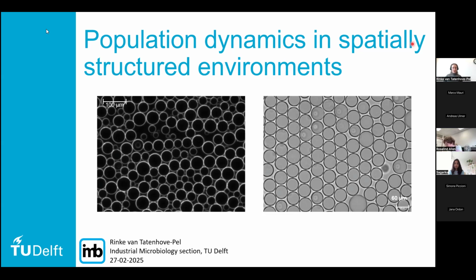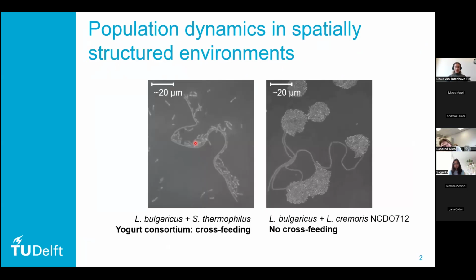Here you see two examples of the spatially structured environments that I work with. On the one side, a polydisperse water in oil emulsion, and on the other side, a monodisperse water in oil emulsion. These are small water droplets surrounded by oil, either of different sizes or of the same size for the poly and the monodisperse ones. We can put cells inside these droplets and grow them in a spatially structured environment and compare that to growth in non-structured environments. That's what we will look at today.